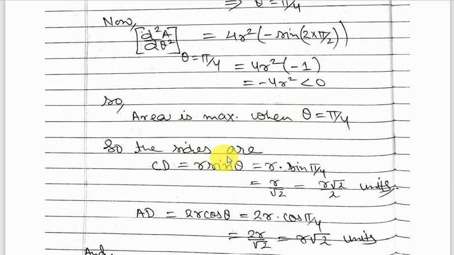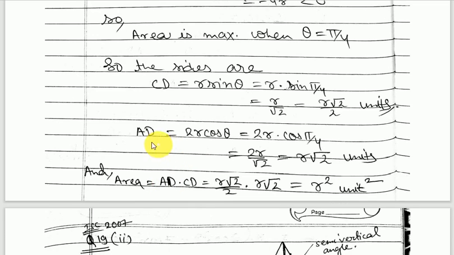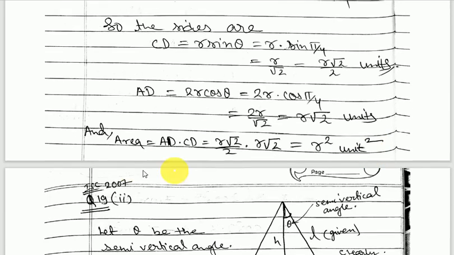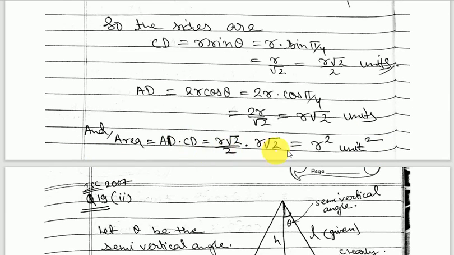So the sides will be given as CD, R sin theta, means R into sin pi by 4. That means R times root 2 upon 2. And AD will be R cos theta, that means 2 times R into cos pi by 4, R into root 2. And area will be AD into CD, and that would be R square. Clear?